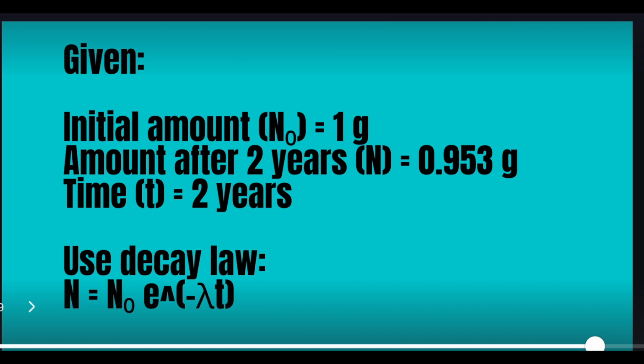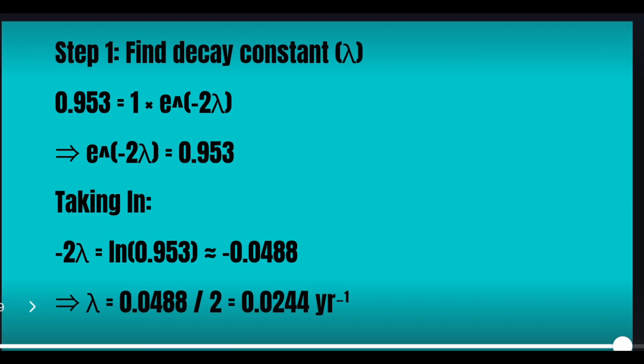Here the given initial amount N0 is equal to 1 gram and the amount after 2 years N is equal to 0.953 gram. Time t is equal to 2 years. So use the decay law. N is equal to N0 e to the power minus lambda t. In step 1, find decay constant lambda. See, 0.953 is equal to 1 into e to the power minus 2 lambda. Here e to the power minus 2 lambda is equal to 0.953. Taking ln, minus 2 lambda is equal to ln of 0.953.